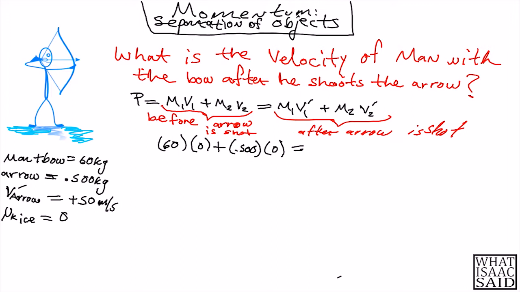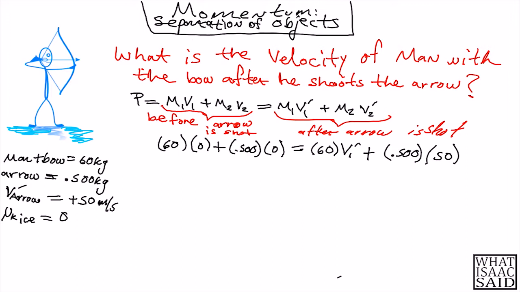So all of that is going to be equal to the mass of the man and the bow after he's shot, times the velocity of the man after he shoots, which we don't know, plus the mass of the arrow, 0.500 kilograms, and the velocity after the arrow is shot, which was given here. It's going to be 50 meters per second.